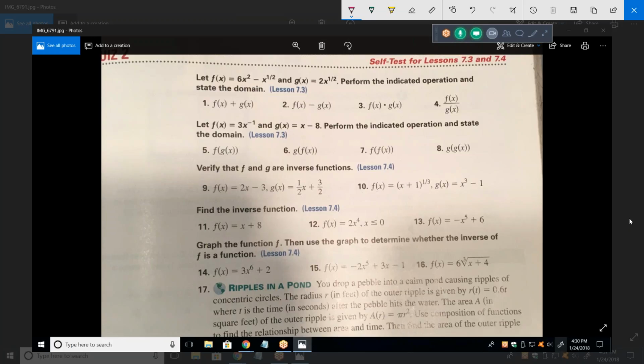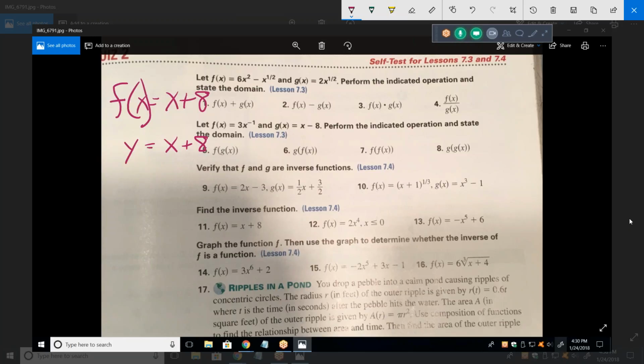Let's do 11 first. Then we're going to go back and do 9. Let's talk about what an inverse function is. If f of x, on number 11, if f of x equals x plus 8, that means y equals x plus 8, correct? Okay, because f of x is the same as y.